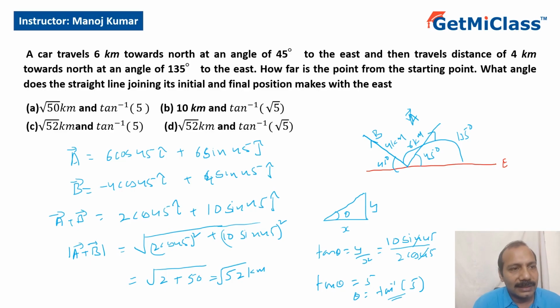So let's look at the options. Options would be root 52 kilometers and tan inverse 5. That is option C, the correct answer.